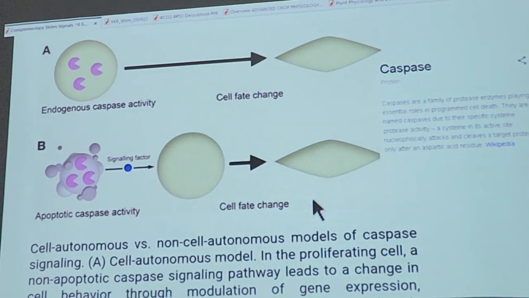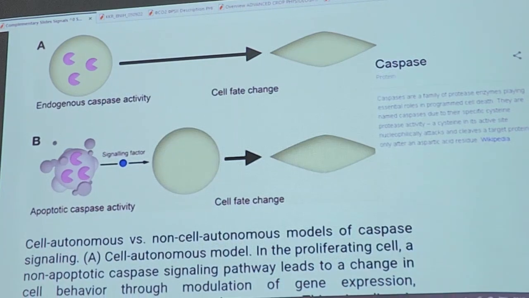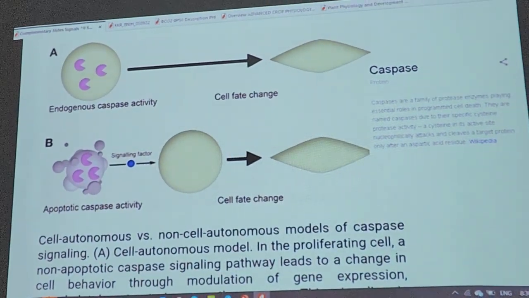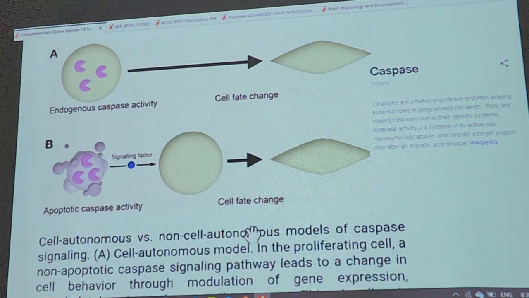So while you're reading, you're going to see that there's a number of terminologies like cell autonomous and also non-cell autonomous. So cell autonomous means that whatever signal and response that is happening, it's within the same cell. Automatically, autonomous within your one structure only. For the non-cell autonomous, this is the cell, something else coming to the cell, external factor. Then you will get your cell fate change, whatever response it can be.